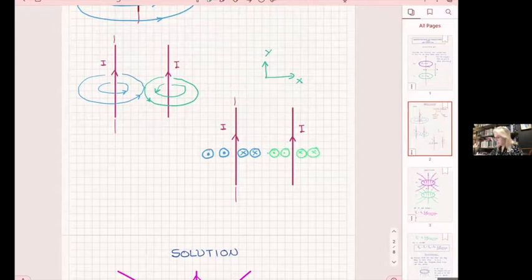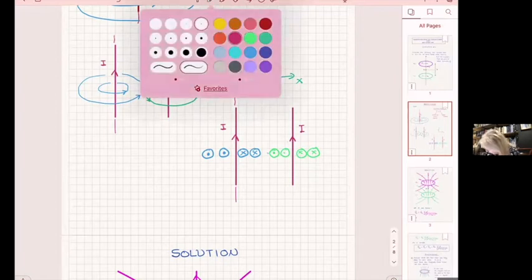All right, so what happens in between the currents? What happens to the two magnetic fields? How do they interact with each other? Wouldn't they cancel each other out? Exactly. So here the fields cancel out.